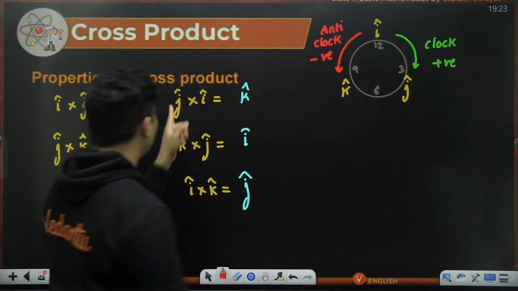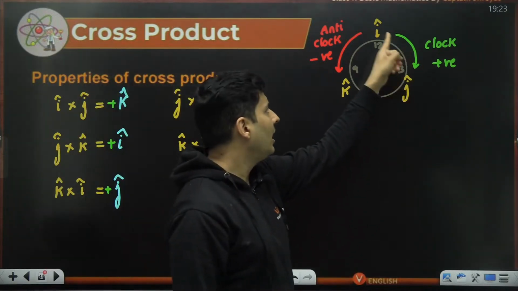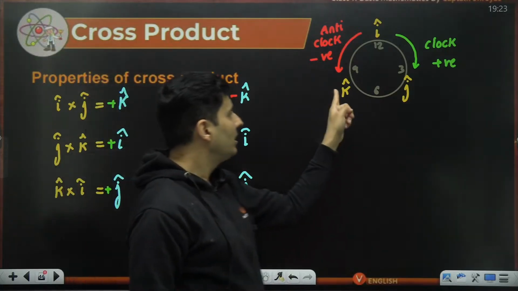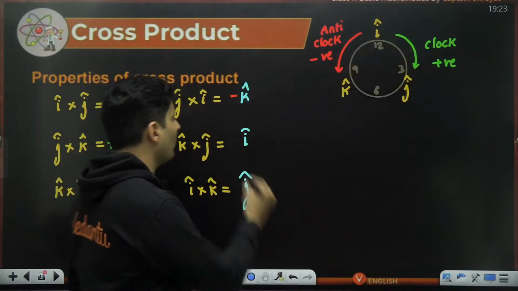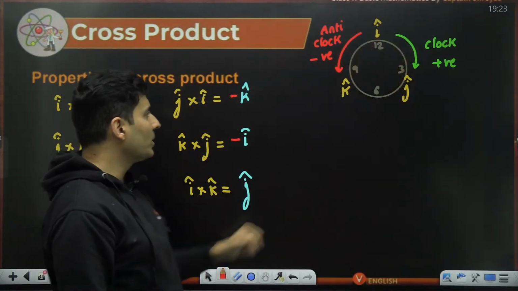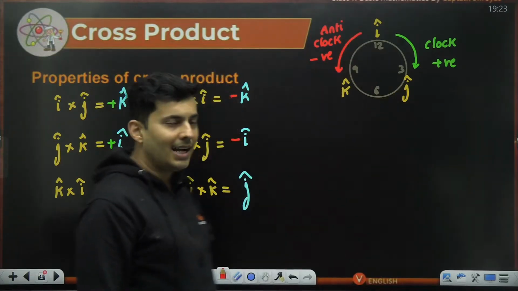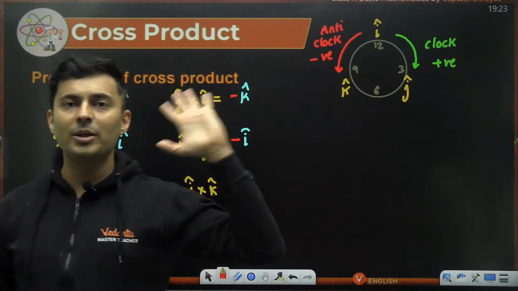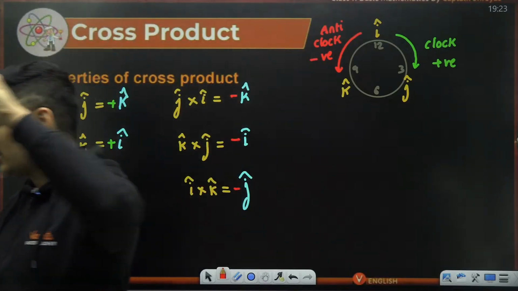But if you see over here, J into I is anti-clockwise, so negative. K into J is anti-clockwise, negative. I into K is again going to be negative. Is this clear? A very easy way to remember it is to think clockwise and anti-clockwise.